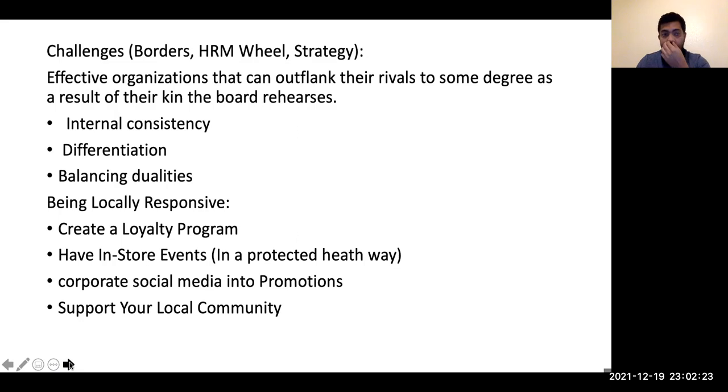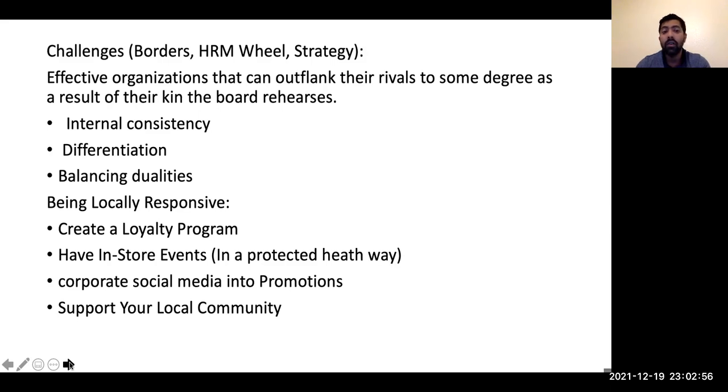So here is the main part of my research. During our expansion process, I'm going to hit some points that every company should follow. First is the challenges like the borders, turmoil, and strategy. An effective organization can outpick their rivals to some degree as a result of their keenness to the broad rehearsals. So I'm going to hit three points: internal consistency.